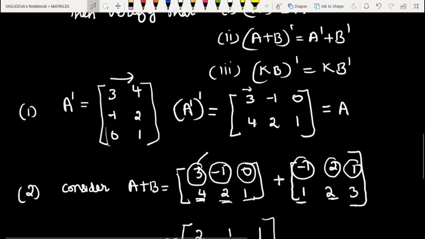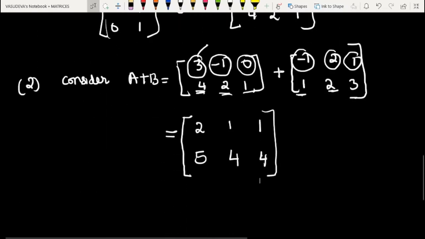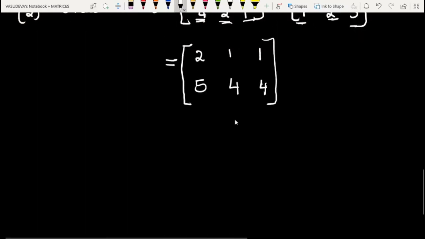So what we require is to show A plus B whole dash. Now consider A plus B whole dash.